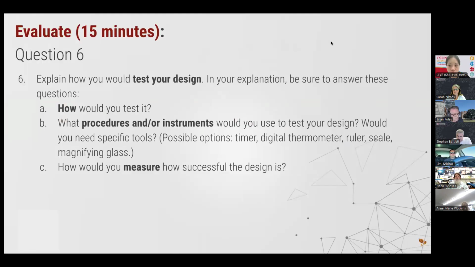So the last question is evaluate, and then we have the student explain how you test it, right? Once you are able to explain, you design a model, you explain it, and now you have to test your design. So the requirement is that they will have to answer how would you test it, and what procedures or instrumentations will you use, and how would you measure them. So it's a higher requirement, not only explain, but also be able to design and test.